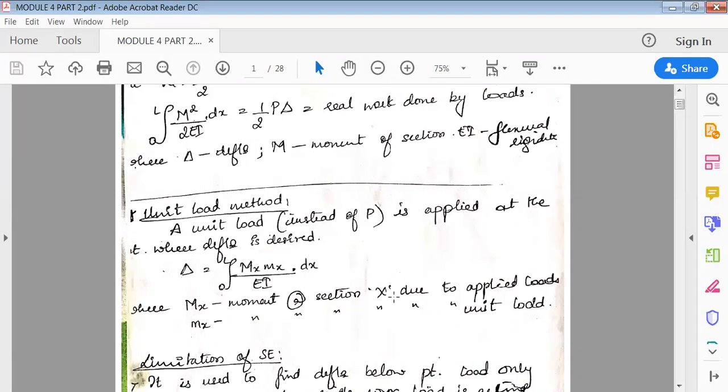To find the deflection, the formula is slightly different: delta is equal to the integral from 0 to L of capital Mx into small mx divided by EI, dx. Capital Mx is the bending moment at the section X due to the applied, external load, whereas small mx is the bending moment at section X due to the unit load, that is, the 1 kilonewton load.